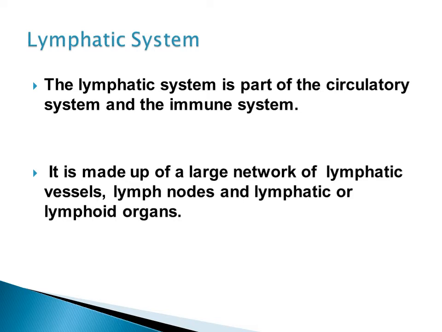So the lymphatic system is made up of a network of lymphatic vessels which drain into the lymph nodes, and then there are also lymphatic or lymphoid organs. These lymphoid organs are concerned with the immune system because they produce B cells, T cells, etc., which are necessary for the immune response of the body. So the lymphatic system is considered a part of the circulatory system as well as the immune system.